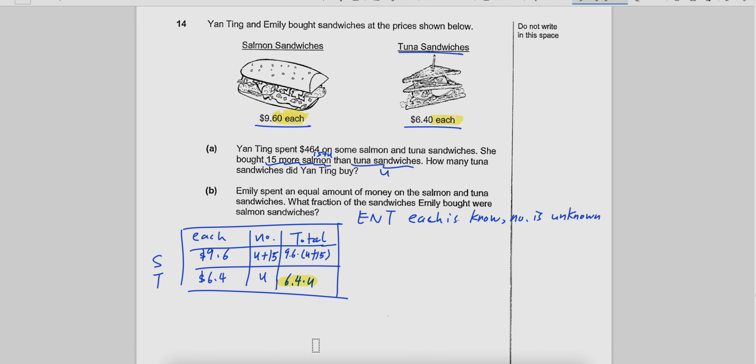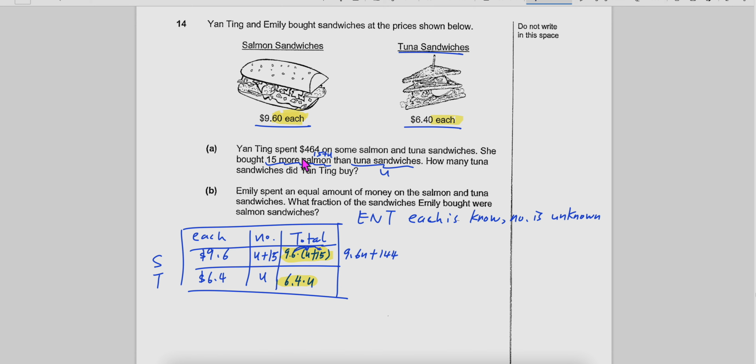For this one, you don't have to use the calculator anymore. This is simply 6.4U. But you need to use the calculator for the above, the salmon one, right? Because how do you get the total? You need to open the brackets, right? So you open the bracket, the first arrow will give you 9.6U. The second arrow will give you, can you read from your calculator, 9.6 times 15, what's the answer? 144. Right?